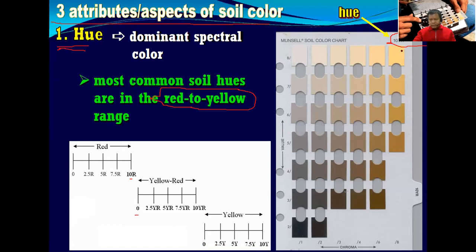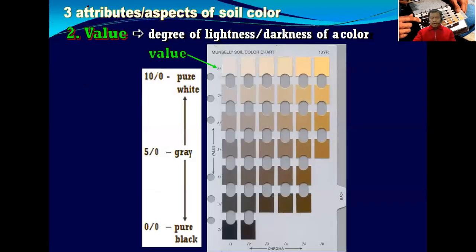So this is it, no? So ang hue makita natin sa upper right corner of the ply or on the leaf of the Munsell soil color chart. So that is one of the attributes, hue. The next one is value. So we describe soils also in terms of value.